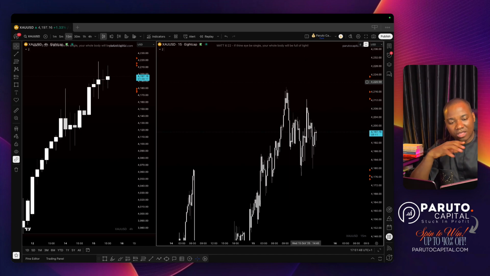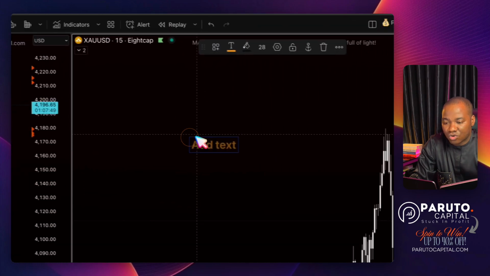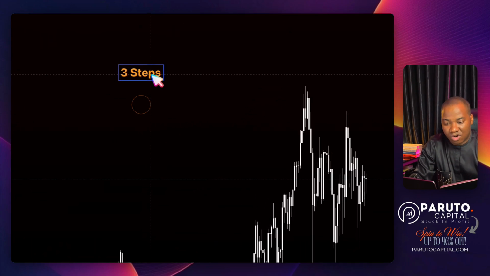Now, let's talk about top-down analysis, explained in a deeper way. If you look at how professional traders trade, you probably have heard the word thrown around, okay, top-down analysis. Now, it's simply a three-step process, okay? So the first step is this. You identify structure on the high time frame. Now, that simply means, let me just use a tool here. So we have three steps.